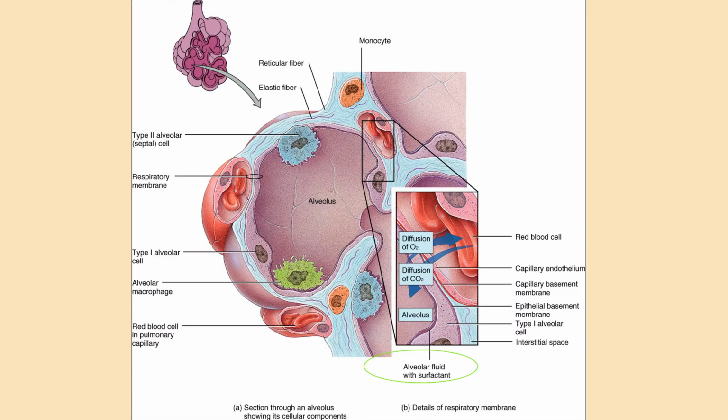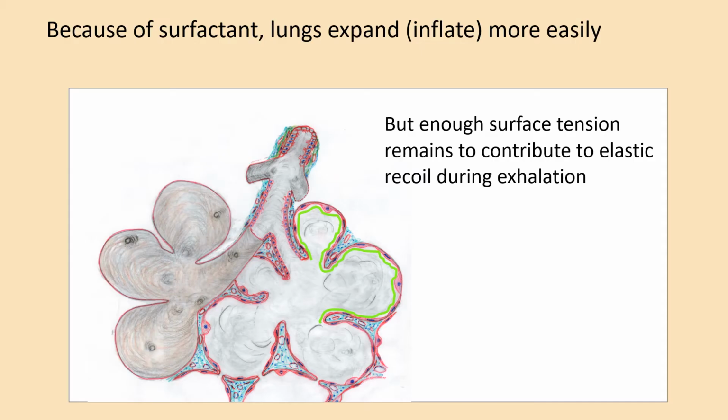Now we can revisit this diagram, and I'd like to point out that in this diagram, the artist was careful to include alveolar fluid. That's the fluid that lines the air sacs in the lung. It's mostly water with a variety of dissolved solutes, and one of those dissolved solutes is surfactant, and surfactant reduces the surface tension of alveolar fluid. So because of surfactant, the surface tension of alveolar fluid is enough to contribute to the elastic recoil, but it's not so strong to inhibit or prevent inhalation.